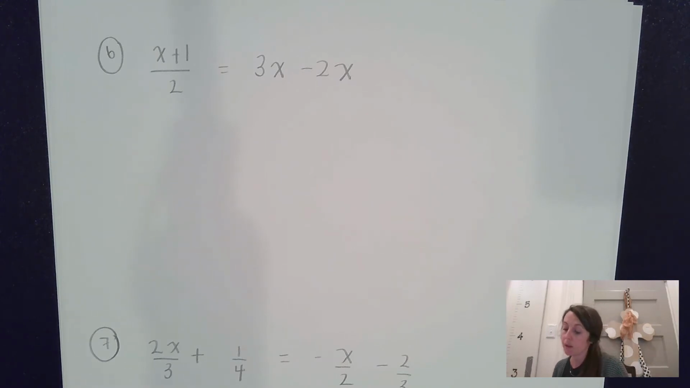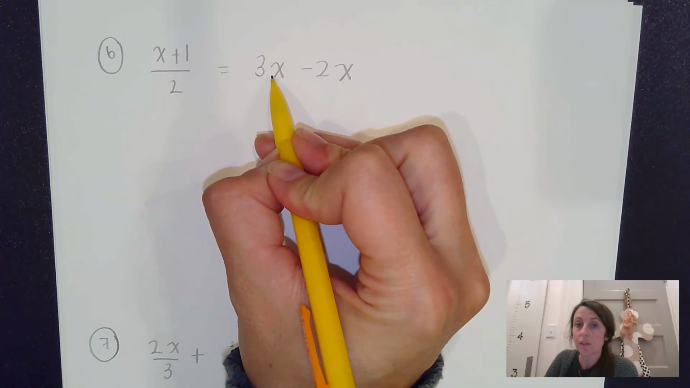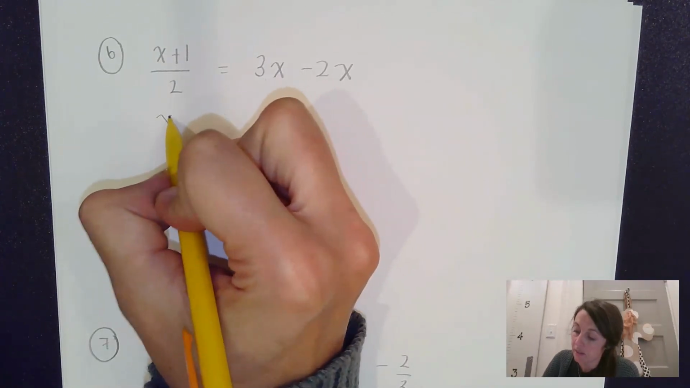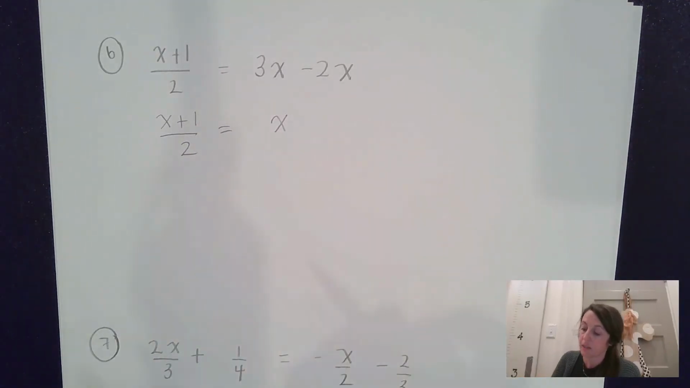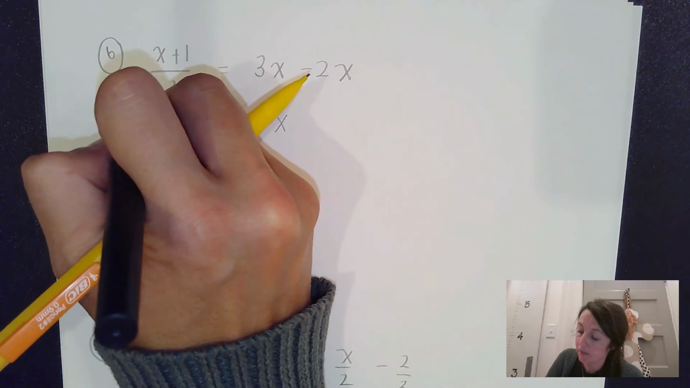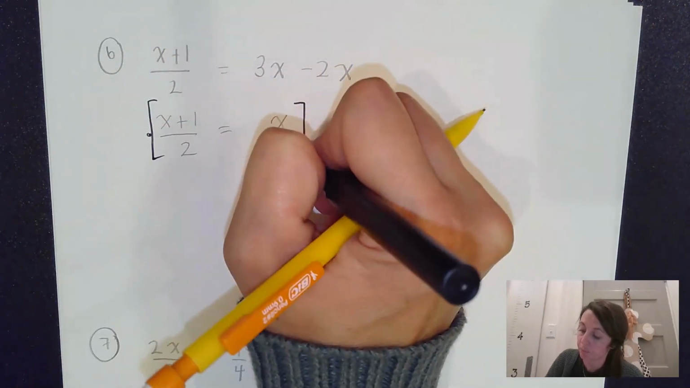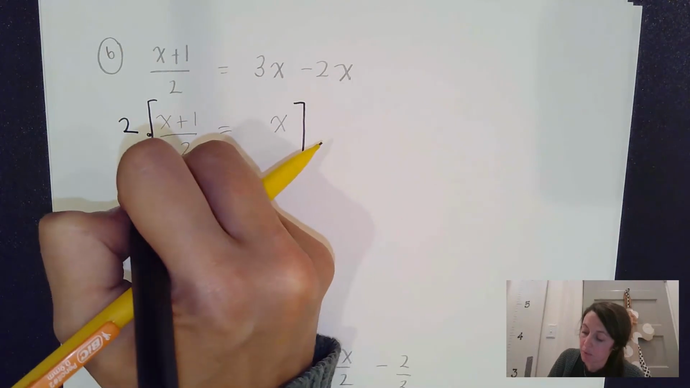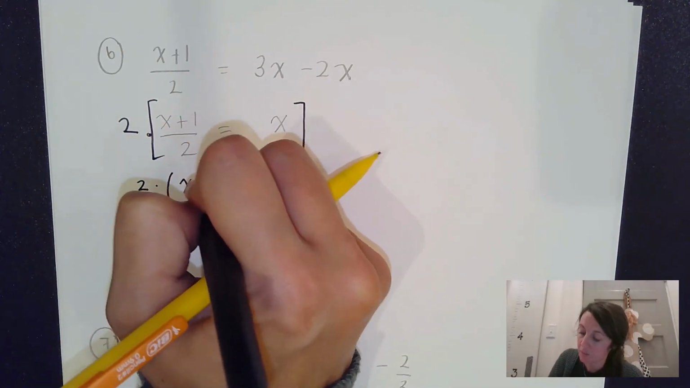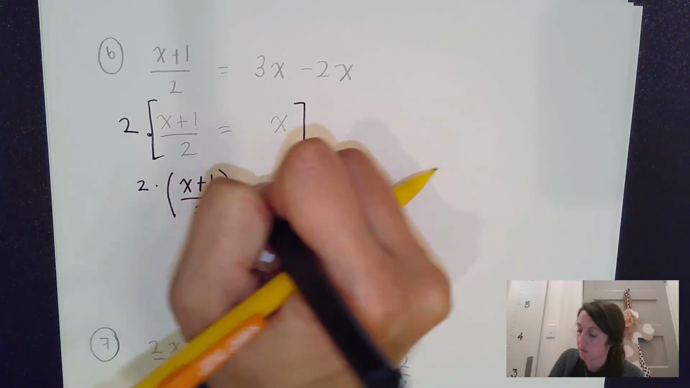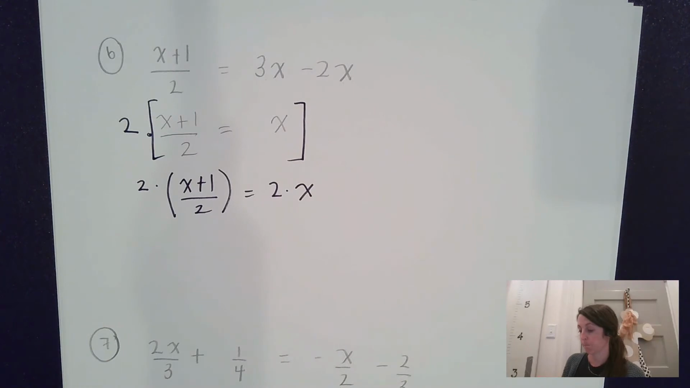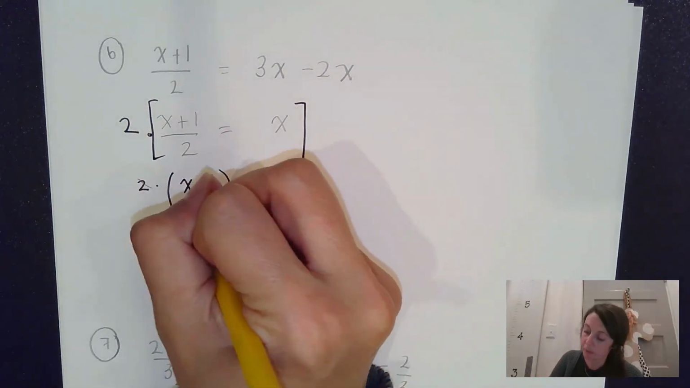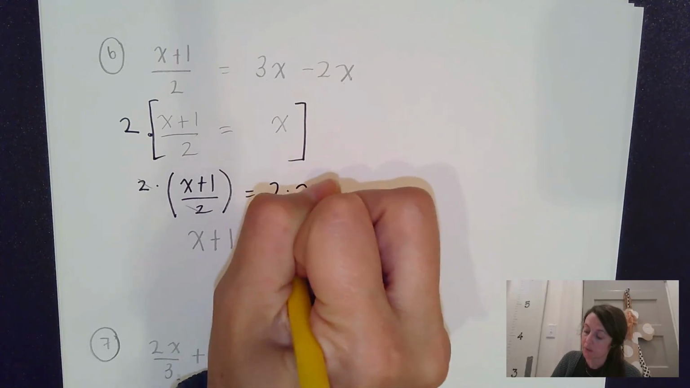So, same thing, I want to multiply everything by 2, or what can I do right here first before I do anything? 3x minus a 2x is a 1x, right? So then now I want to multiply everything by a 2. So when I multiply, this will be 2 times this whole thing, x plus 1 over 2. And then I'm going to multiply that 2 times that x like that. So what happens to the 2's? They go away, so I'll be left with x plus 1 is going to be equal to a 2x.